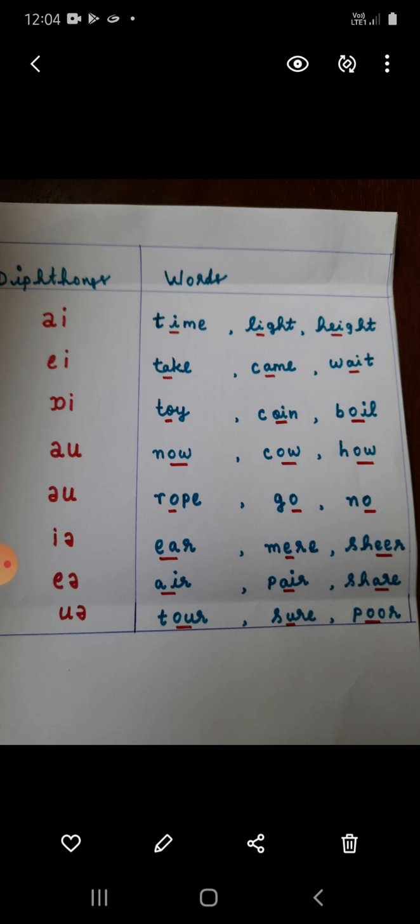Then sure, Sh plus UA. You can see that in the word sure, alphabet S is pronounced as sh. We are not saying it the usual way. S-U-R-E is pronounced as sure. The last example is poor, P-O-O-R, poor.